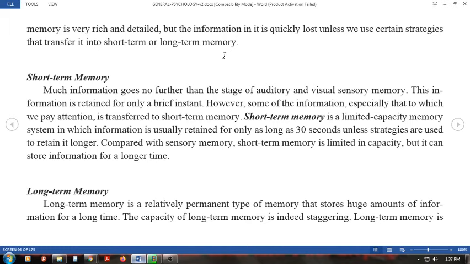Short-term memory is kajut lang a memory, wherein you use it for practical reasons, no? For operating within the environment you're in. And then we have the long-term memory. Is relatively permanent type of memory that stores huge amount of information for a long time. The capacity for long-term memory is indeed staggering, no?